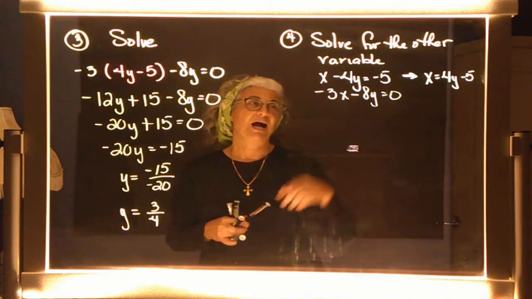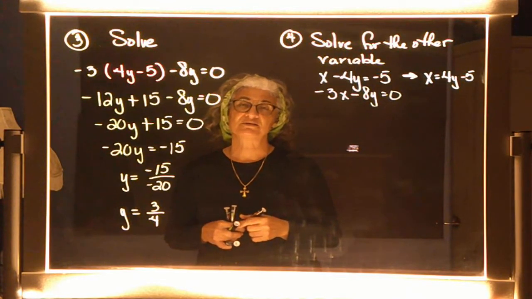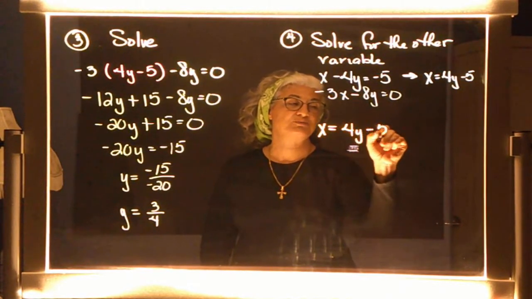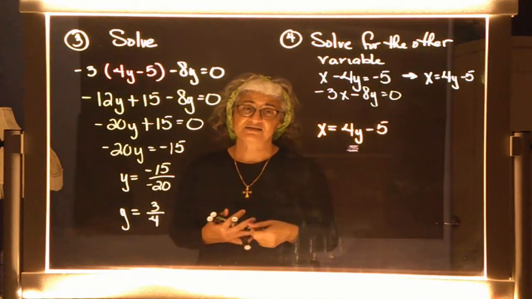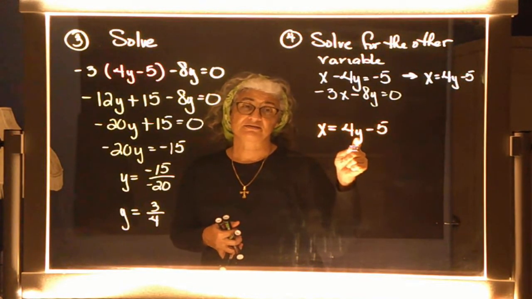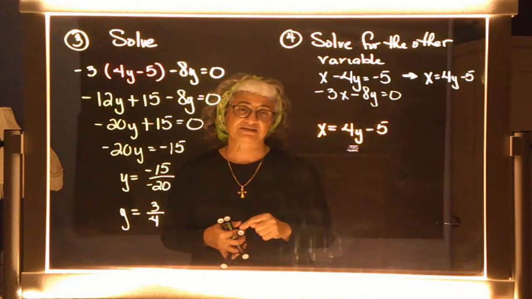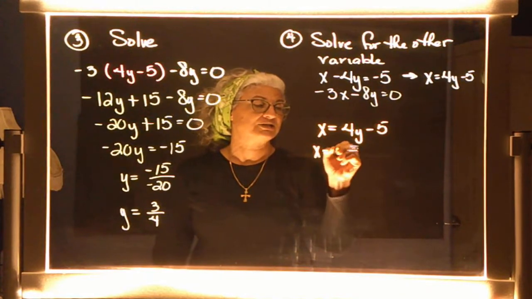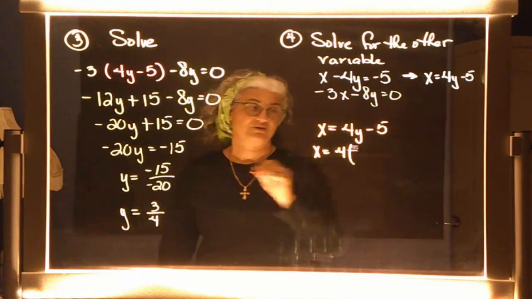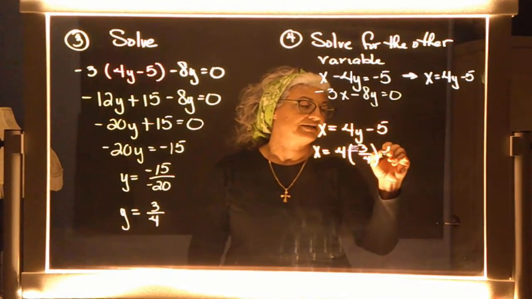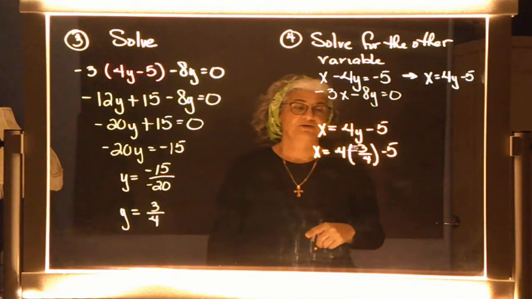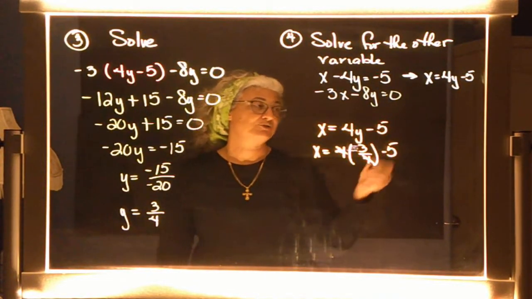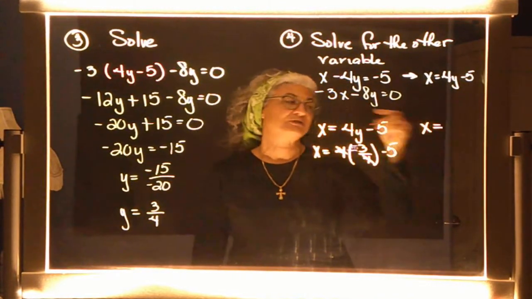Well, here's the great thing. I can use one of the two original equations, or I could use this rearrangement, because don't I already know y? And if I plug it in here, wouldn't I find x? Yes, of course I would, right? So we would have x equaling 4 times 3 over 4 minus 5, right? Okay, what happens here? Yeah, the 4's drop, don't they? So I end up with 3 minus 5, which means, yep, x equals negative 2.